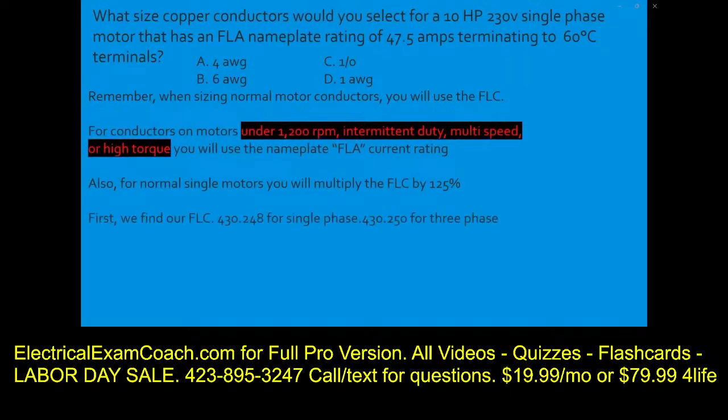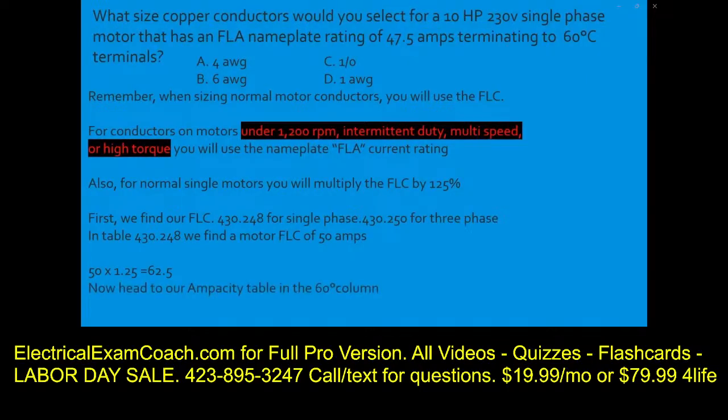In this case, we're dealing with single phase, so we're going to go to 430.248. Starting on the left-hand side of the table, we're going to come down and find our respective horsepower. Then we're going to come across the top to our respective voltage and tee off. We're going to find that our FLC is 50 amps. Now we're going to take that 50 amps. That's going to give us a new amp draw of 62.5 amps to size our wire by. Now we're going to head to our ampacity table, being sure to select from the 60 degree C column.